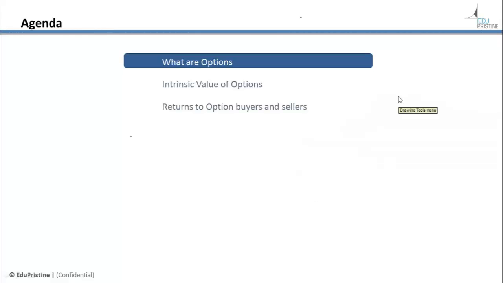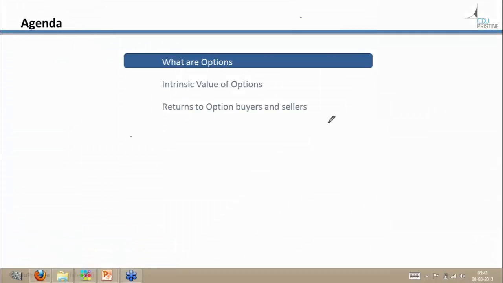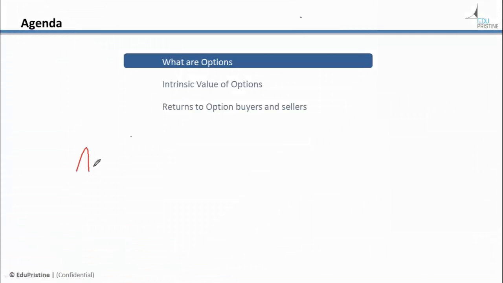Now there are two kinds of options based on how you can exercise them. One is called American and another is called European.